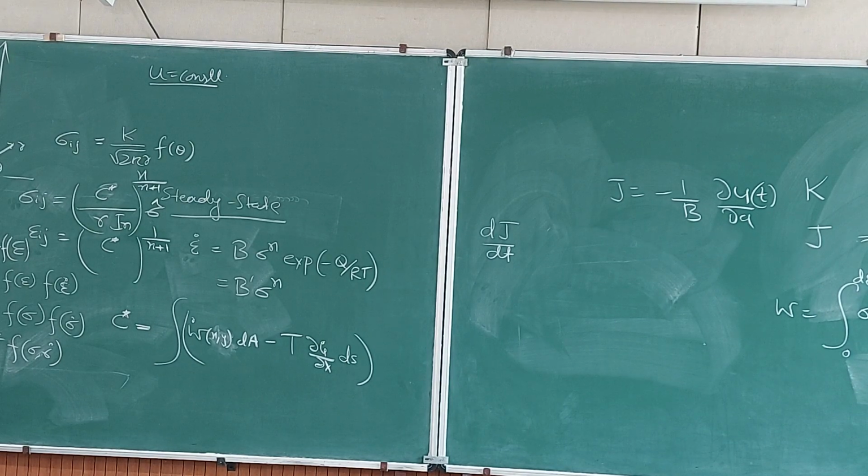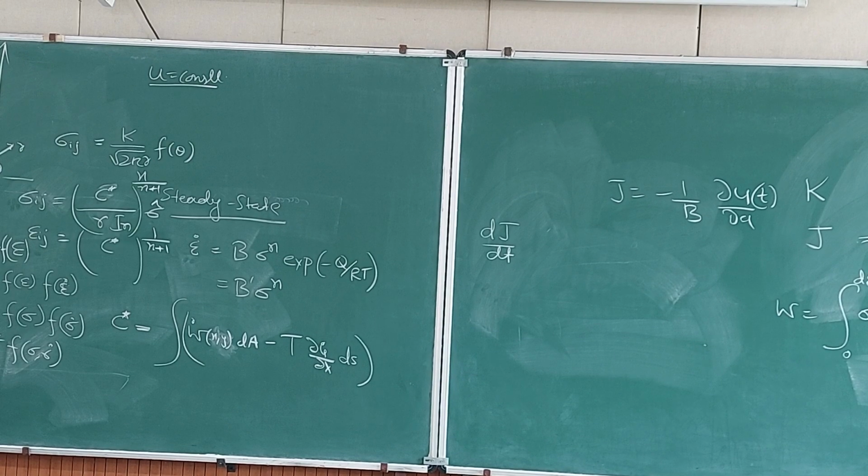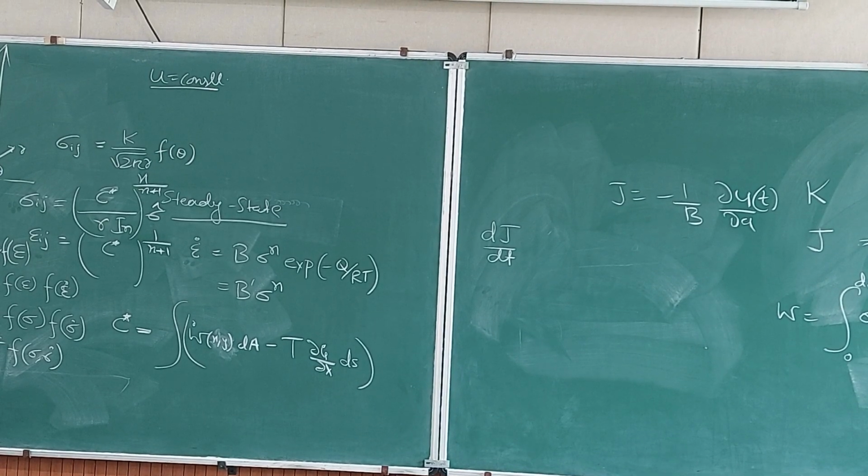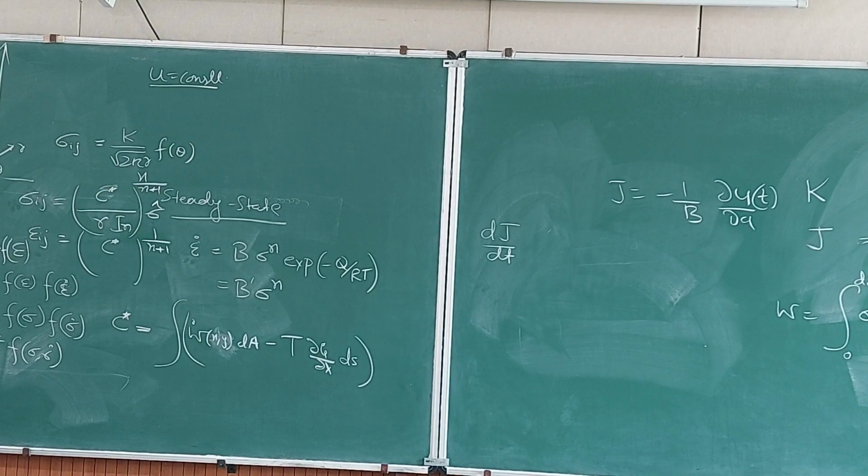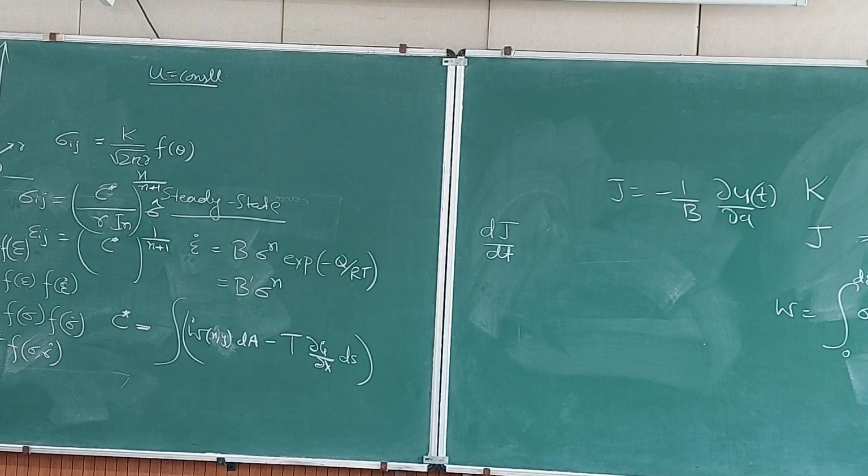Yes or no? 50-50% chance. Tell. Sir, no sir, it will not be equal. No. You? No, sir. You? No, sir. Why? Sir, because there is rate W dot is coming and there is dA. So divide by dt if we are doing then. Okay, good.